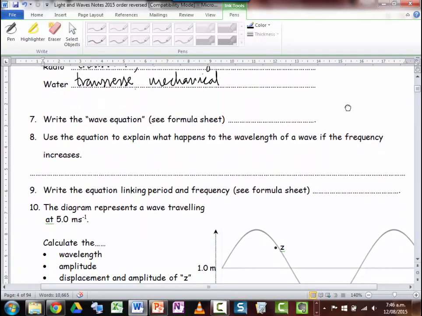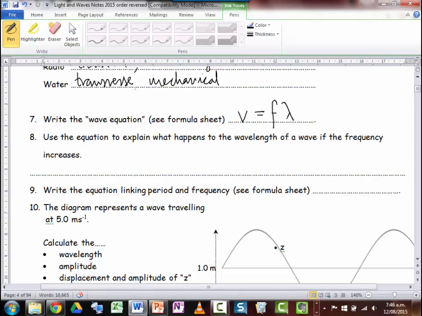Write the wave equation. This equation is provided at the start of these notes. All of the equations for this topic are provided in the inside cover of your notes book. So write the wave equation. The wave equation is the one that goes v is equal to f lambda.